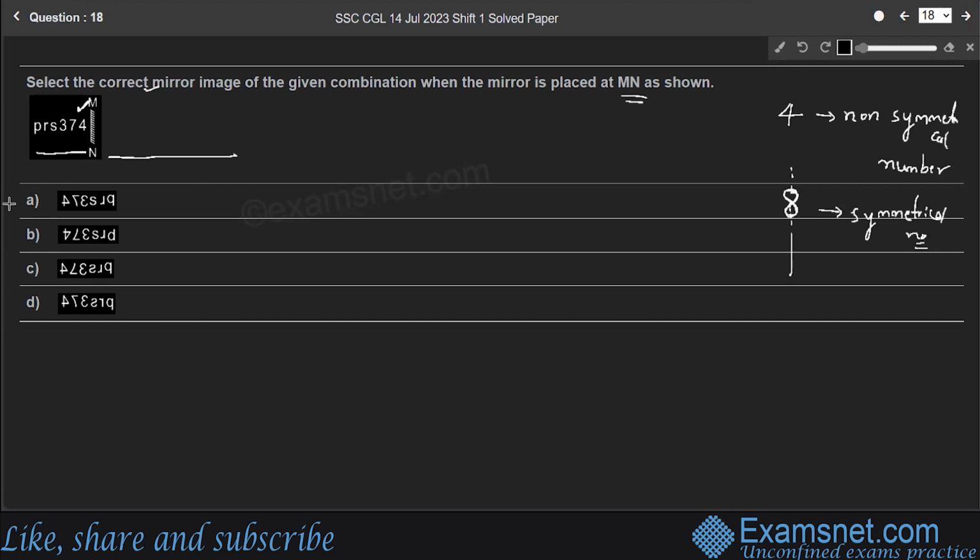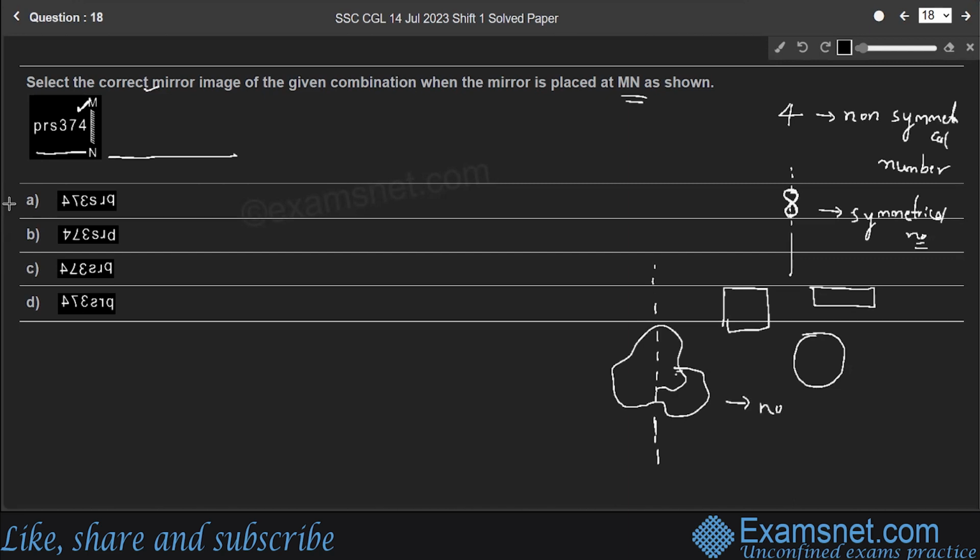In case of figures also, in general, for example, a square is a symmetrical figure, and a rectangle is also a symmetrical one. A circle is a symmetrical figure, right? In the same way, let us consider a random figure like this. It is a non-symmetrical figure, right? When an imaginary line passes through the midpoint or mid region of the figure, it doesn't divide the figure into two equal parts, so it is non-symmetrical.